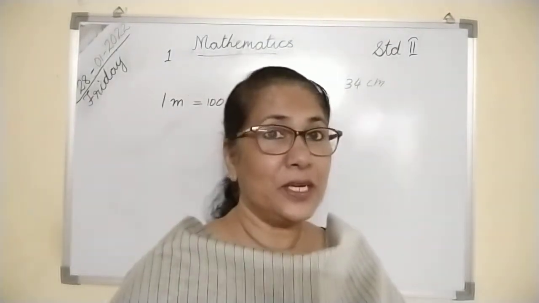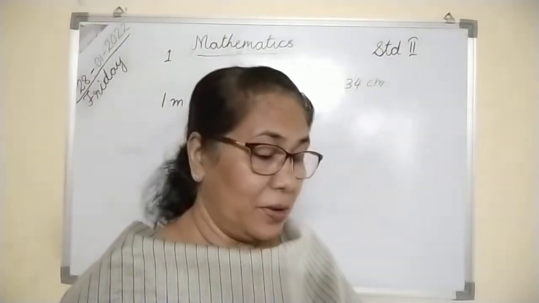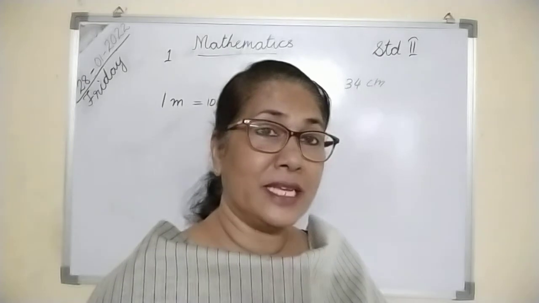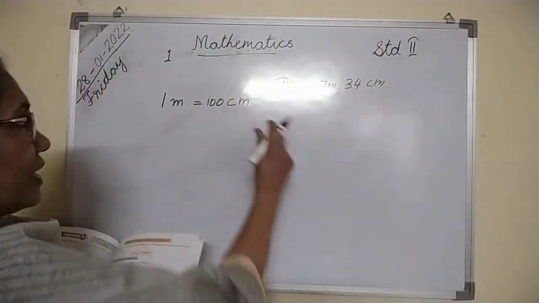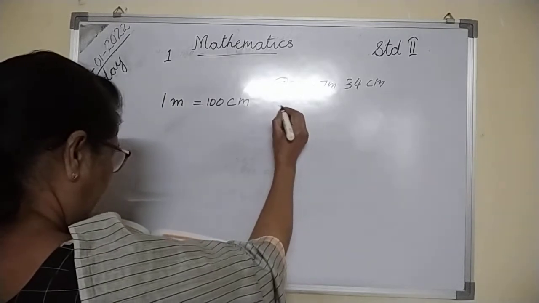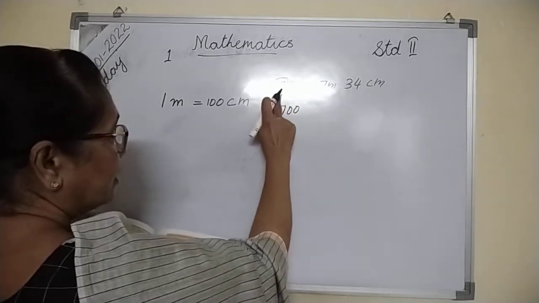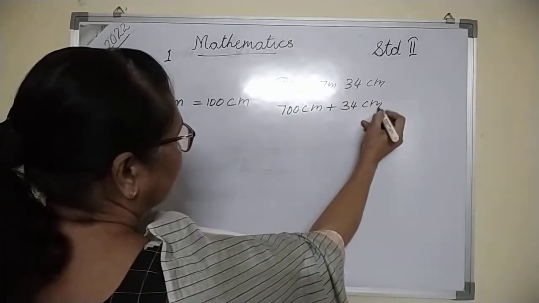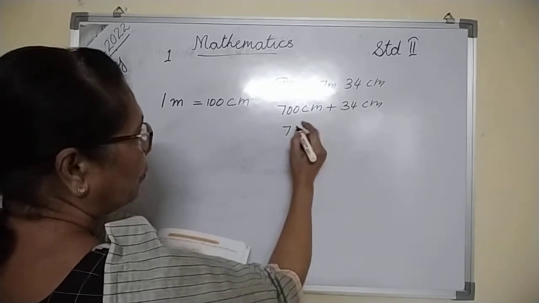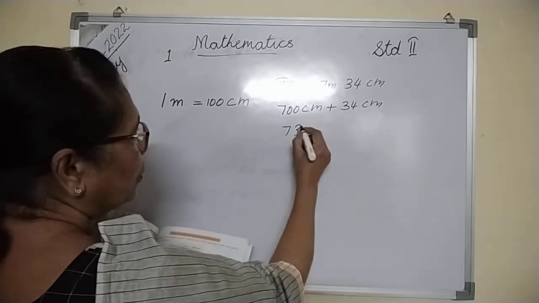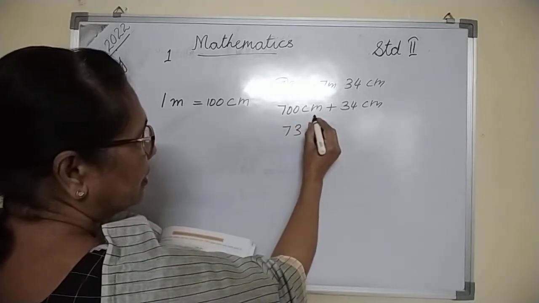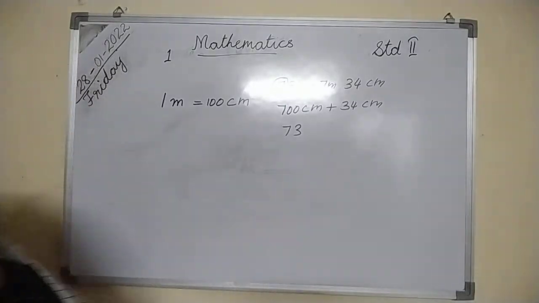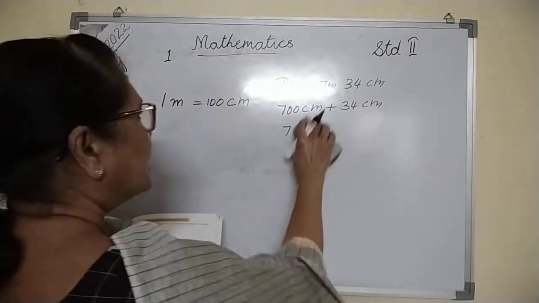So once again we shall do the one we did just now. 734 centimeters, you have to find out how many meters and how many centimeters. 734, that is 700 centimeters plus 34 centimeters. So you get 700 plus 34 is 734. So what you have to write is 700 centimeters plus 34 centimeters. That you have to find out how many meters and how many centimeters.